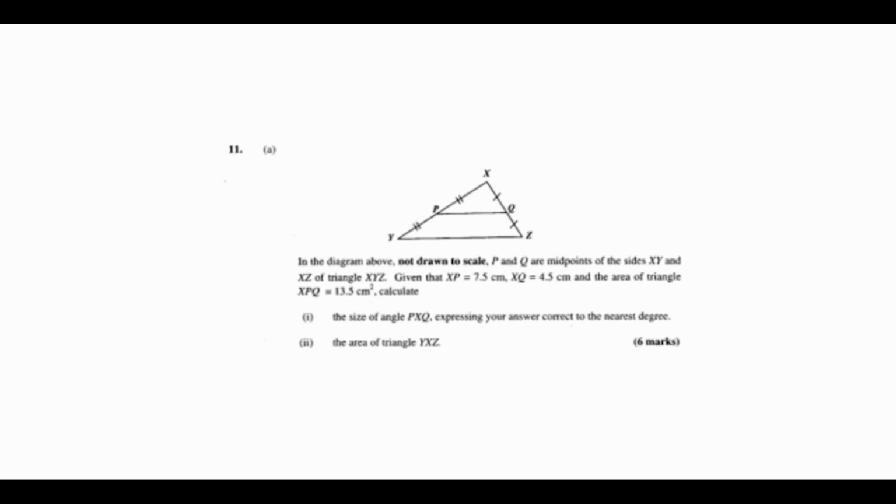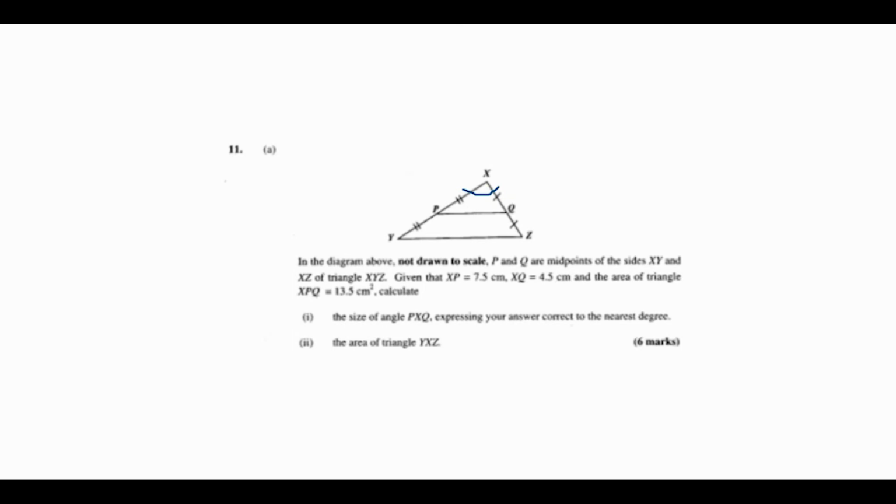So let's take some time and dissect this big set of information. The first thing is, let's look at what they want us to do. They're saying here the size of angle PXQ. We're looking at the angle at the apex of this triangle. So this is the triangle, and this is the angle that we want to get the magnitude of. Let's see what information we're given that could help us.